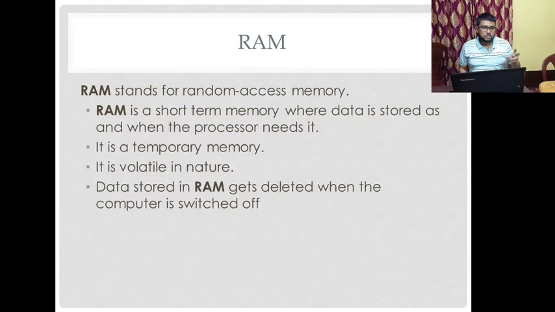So what is RAM? RAM stands for random access memory. RAM is a short-term memory where data is stored when the processor needs it. As and when the processor needs it, the data is stored there. It is a temporary memory. It is volatile in nature, means data that is stored in RAM gets deleted whenever we switch off the computer.